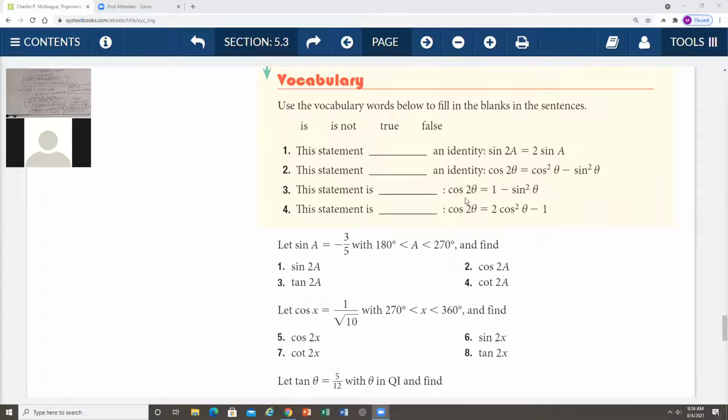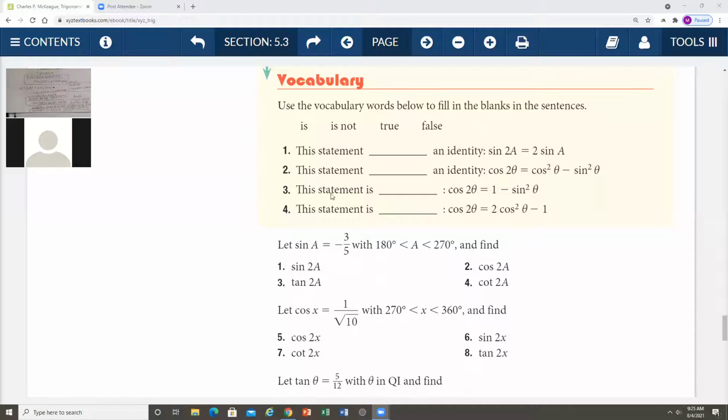Number 3, cosine of 2 theta is 1 minus sine squared theta. Is that a valid version of the double angle for cosine? 1 minus sine squared theta? Well, it's close, but not exactly correct, because the cosine of 2 theta can be shown to be 1 minus 2 times the sine squared of theta. So it is not valid to say that's an identity in problem number 3.